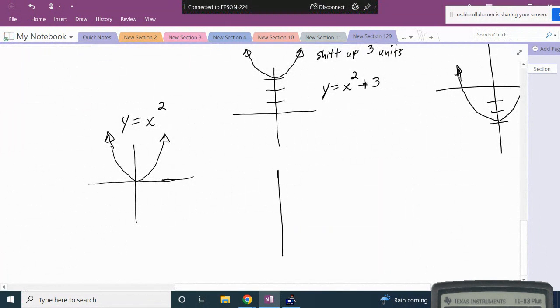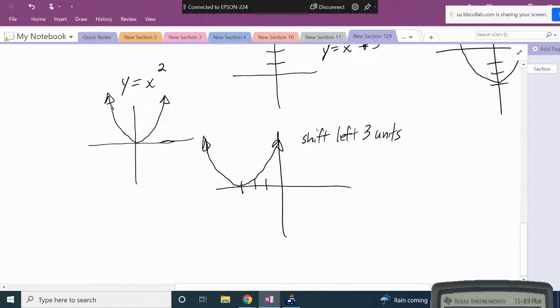All right, so let's just say we wanted to take the parabola and we wanted to shift it to the left c units, or 3 units. So this is a shift left 3 units. Okay. All right, so how do we write out the equation?